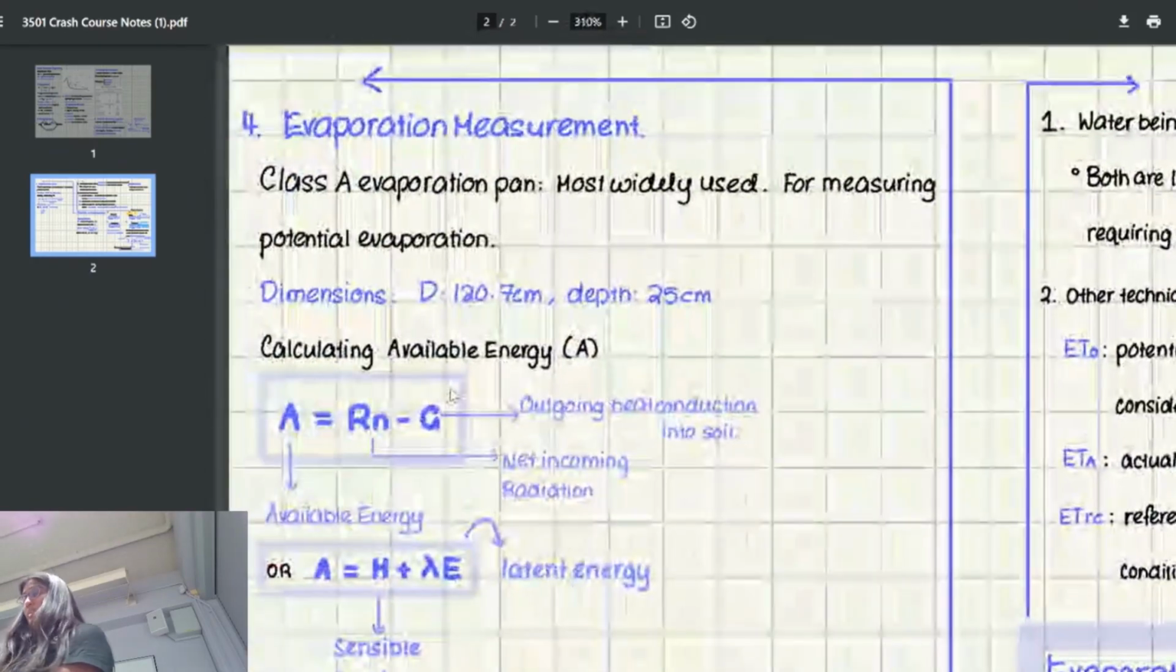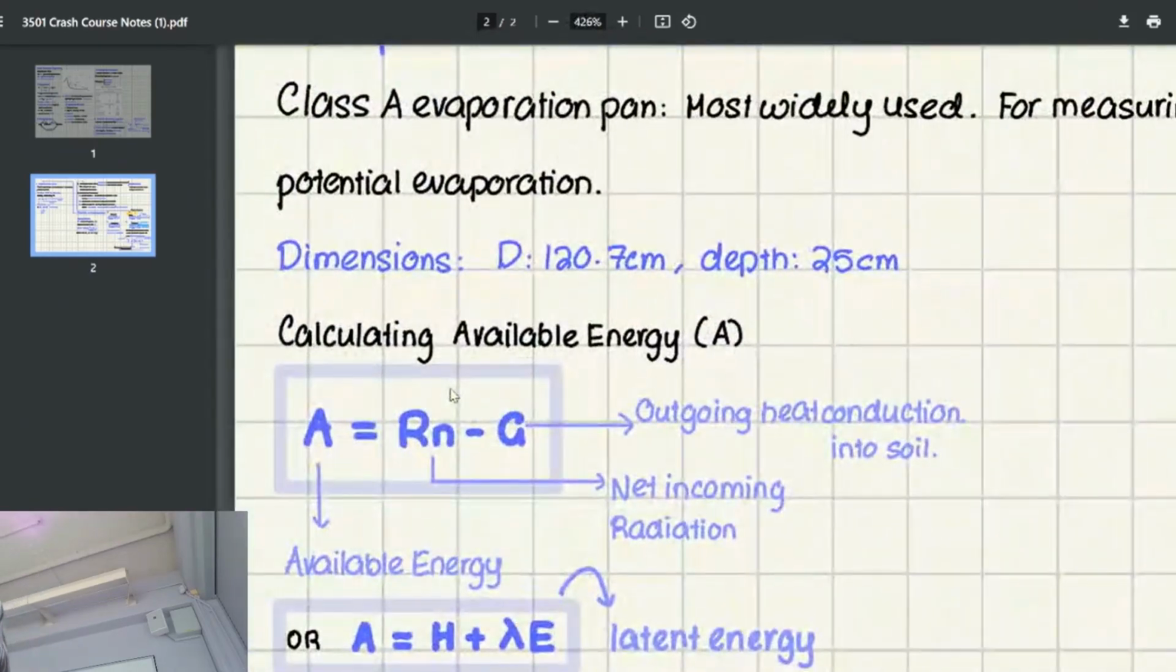Another thing to remember is that the dimensions of the Class A evaporation pan are fixed. So we have a diameter of 120.7 centimeters and a depth of 25 centimeters. And if you can picture it, they just stick the pan in the evaporation site, and then they take the evaporation, or the change in water level, and use that to estimate the evaporation of an enormous area, or the surrounding area, if that makes sense.